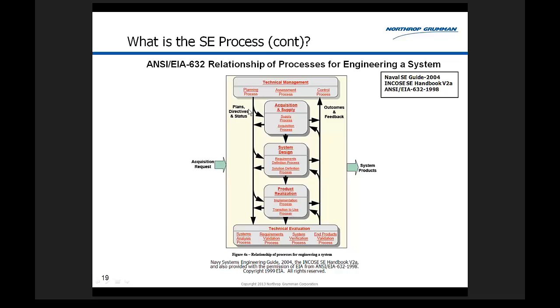And then you have these up and down arrows, plans, directives, and status, and outcomes and feedbacks going up and down and up and down. It's a very iterative and recursive process, okay? That's 632.